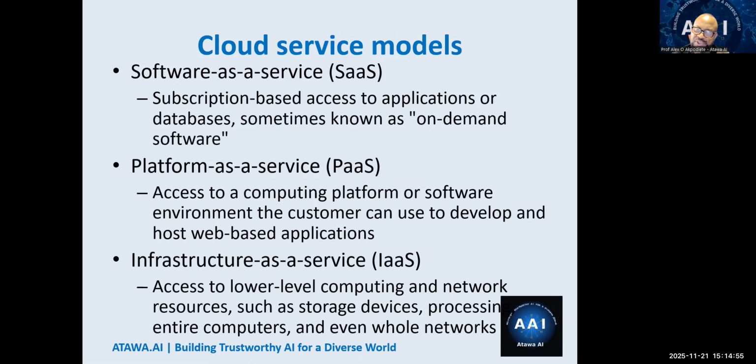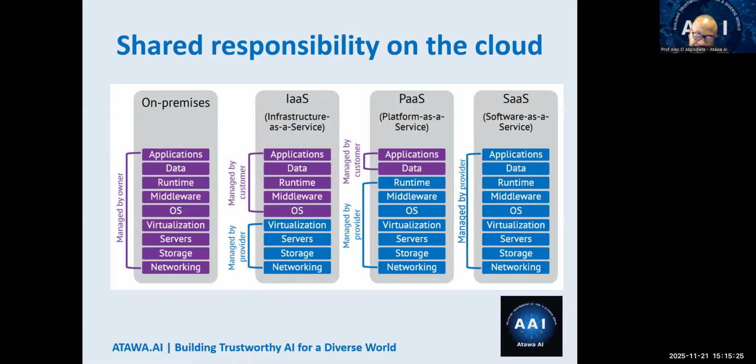SaaS, which is subscription-based, like your Gmail, Dropbox. PaaS, this is for maybe developers. You get the environment that you need to develop and host web-based applications. And then IaaS is when you think about Amazon Web Services, Microsoft Azure. You have everything, low-level computing, networks, such as network resources, storage devices, processing. Basically, your whole network, you can get it from a service provider.